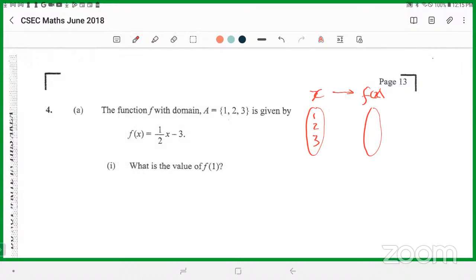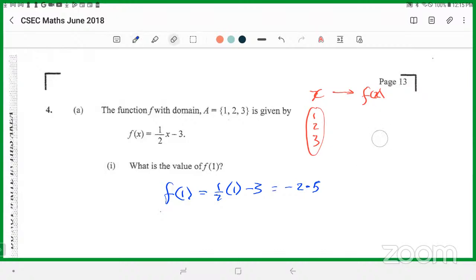All right, so f of 1. So f of 1 is going to be half times 1 minus 3. That's 0.5 minus 3, which is negative 2.5. Let's work it with the decimal. Keep it simple. I'm going to work with decimals this time.